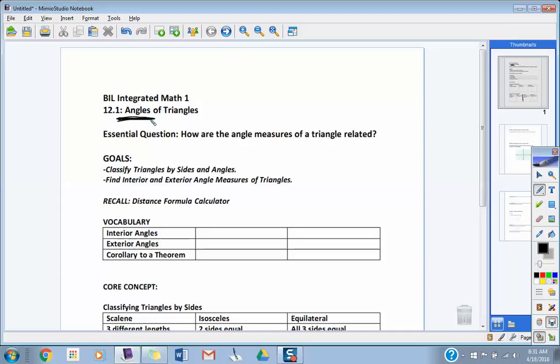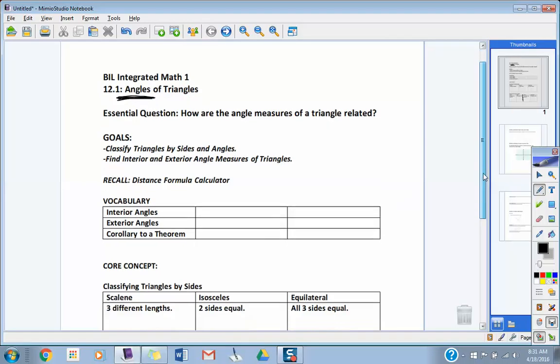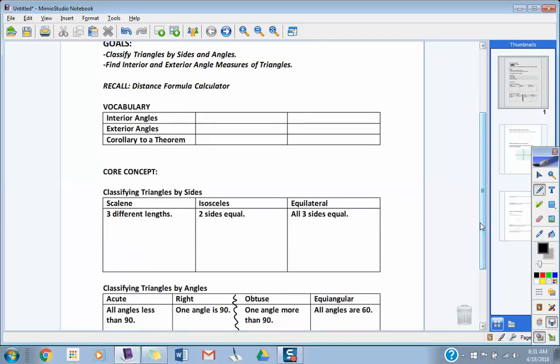But in order to answer that question, we need to be able to, first of all, classify triangles by sides and by angles. We're going to talk about finding an interior and exterior angle measure of triangles. Interior meaning angles where? Inside. Exterior meaning angles where? Outside. Okay.